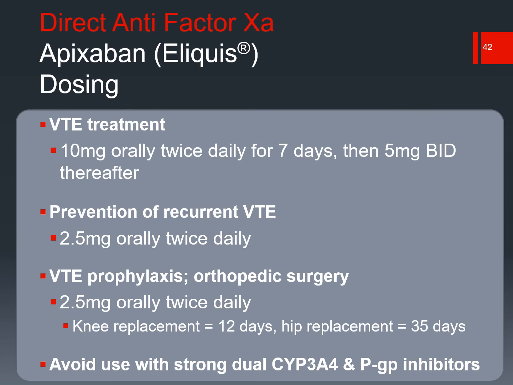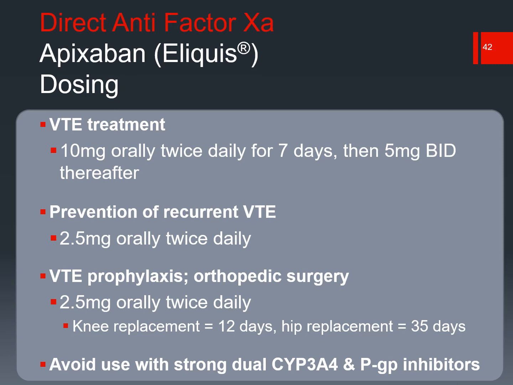Next, we'll look at the indications for VTE. And at the top here, we see VTE treatment dosing. Treatment dosing with apixaban will be a boosted dose for the initial 7 days. So we have 10 milligrams given orally twice daily for the first 7 days. Then we reduce the dose by half and continue with 5 milligrams twice daily thereafter.